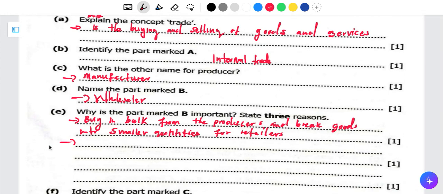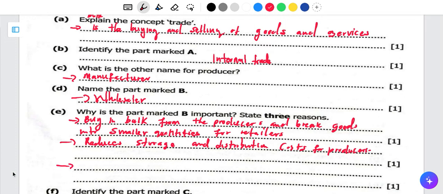Apart from that one, it reduces the storage and distribution cost for the producers. As the wholesalers buy from the producers, this brings about reduced storage and distribution costs for the producer. So you can write that as reduces storage and distribution costs for producers. That is an important part that you also need to understand.